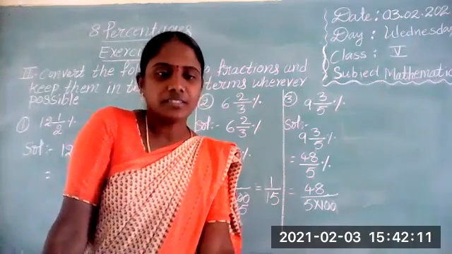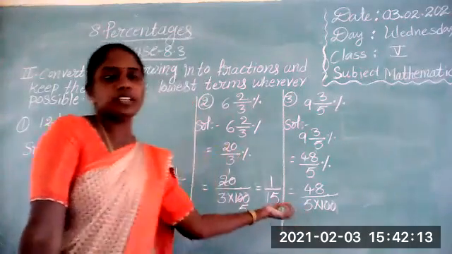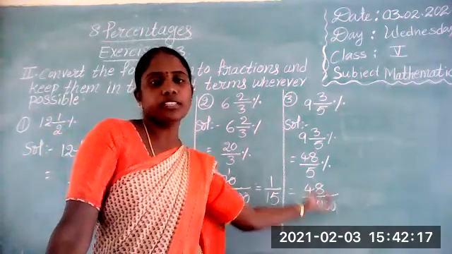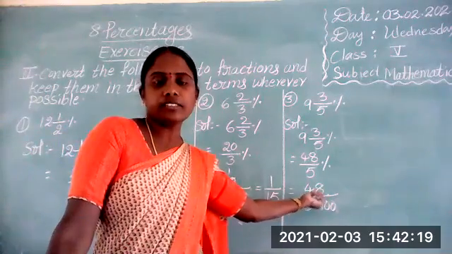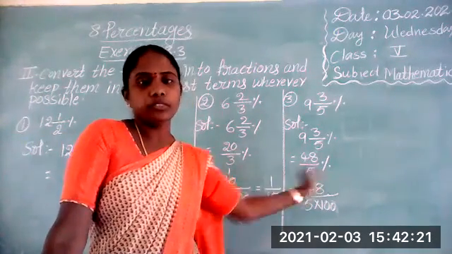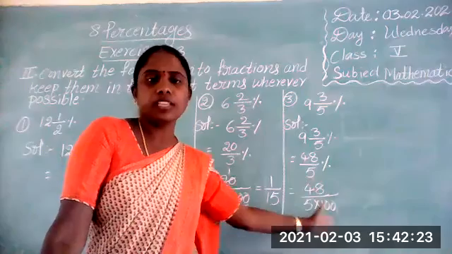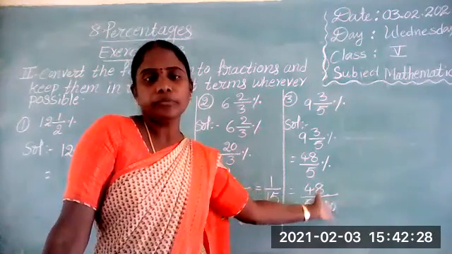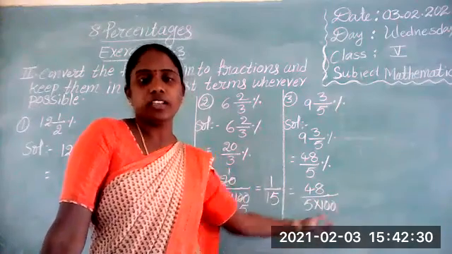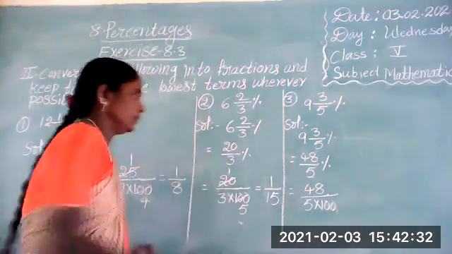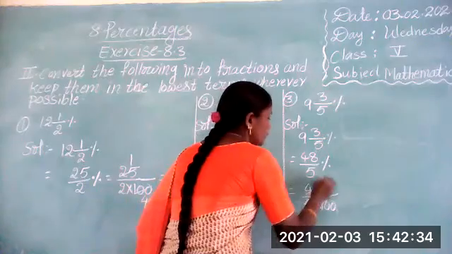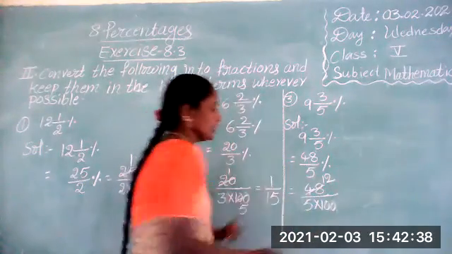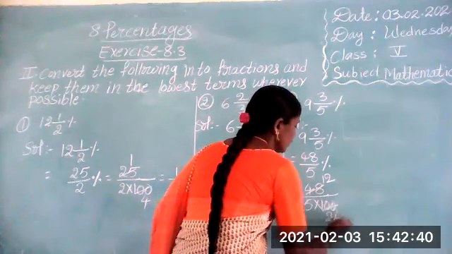Yes, teacher. Okay. How can we simplify? 48 by 100 we can simplify because in the ones place 8 is there, so divided by 2 or divided by 4 also. Next, 100 divided by 4. 12 4s are 48. 4 25s are 100.